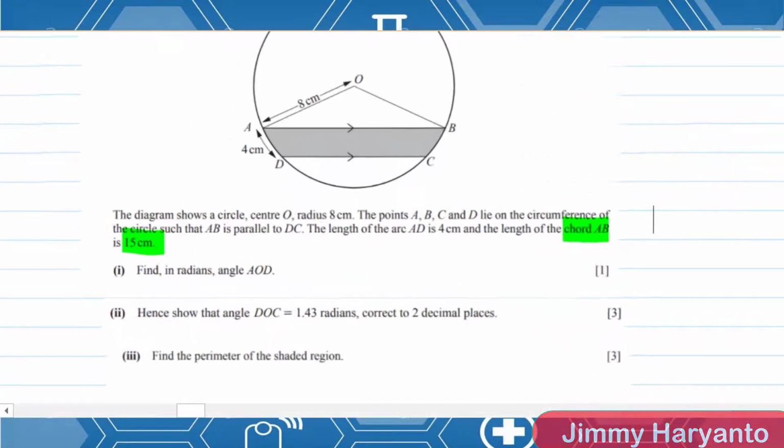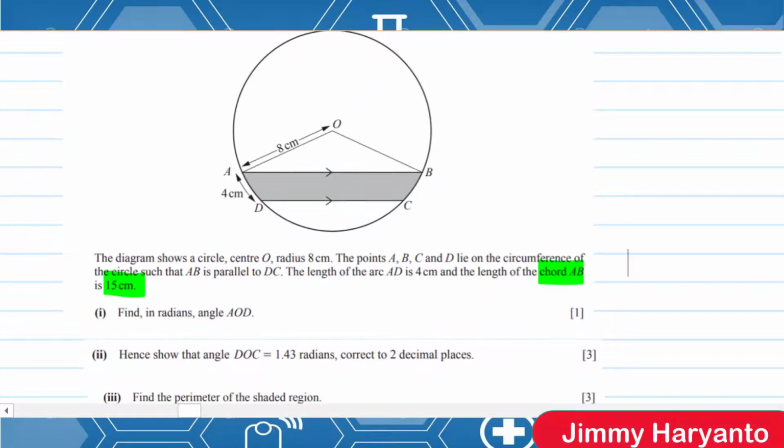To find the angle of AOD, we have to use the chord AB. The chord AB is 15 centimeters. Oh no, sorry, not that one. Okay, so AOD is this one. So the angle is not known yet. Yeah, so it will be theta.